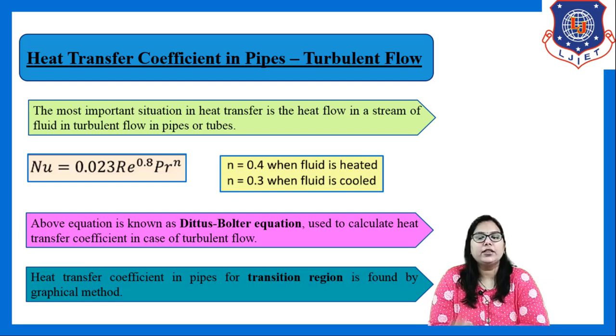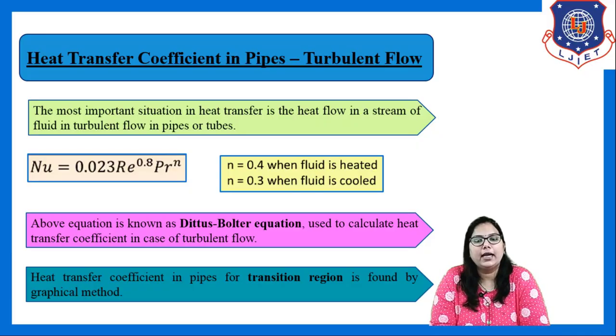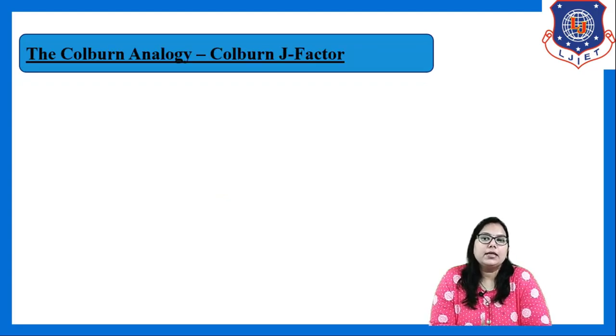Now what about when the flow is in the transition region? Then the heat transfer coefficient in pipes for the transition region is found by a graphical method. But in very rare cases will the type of flow be in the transition region. In most cases, you will find the type of flow will be either laminar or turbulent, and we have to use these two equations, Sieder-Tate and Dittus-Boelter. And it is very important. Now let's see another topic, the Colburn analogy, which is also known as the Colburn J factor.